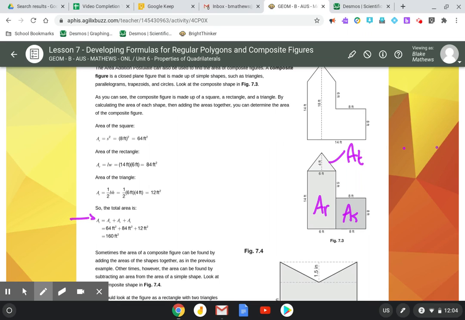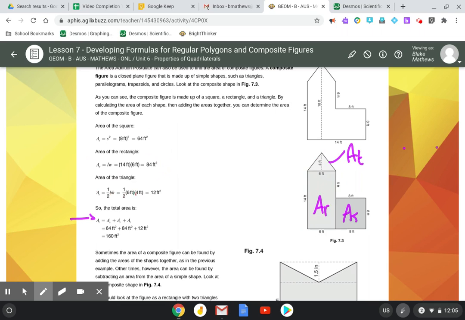For the area of our square, the square has a side length of 8. And so we find the area of that by doing s squared, or 8 squared, and we get 64. Then they found the area of this rectangle. They did 14, the length, times the width, 6. 14 times 6 gives me the area of the rectangle, 84.